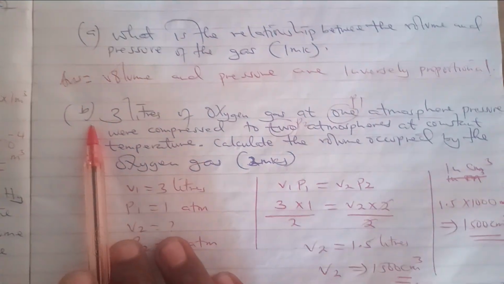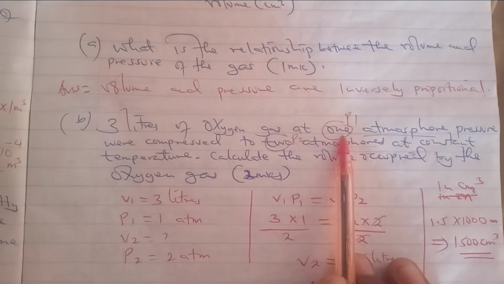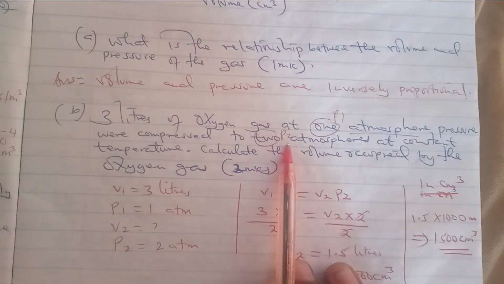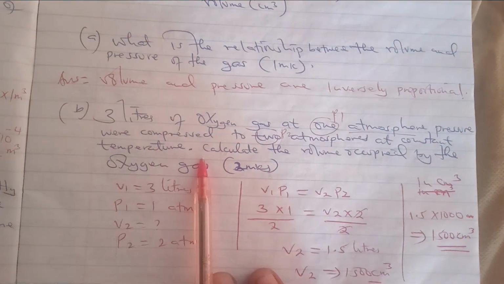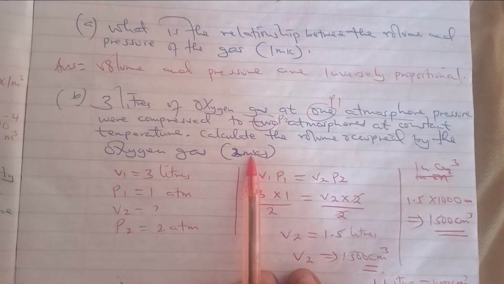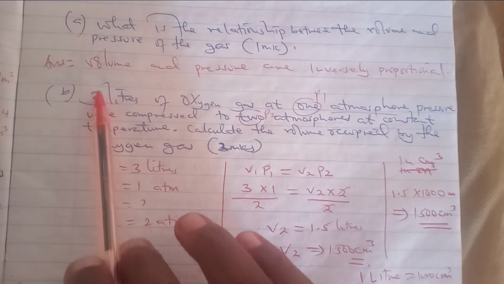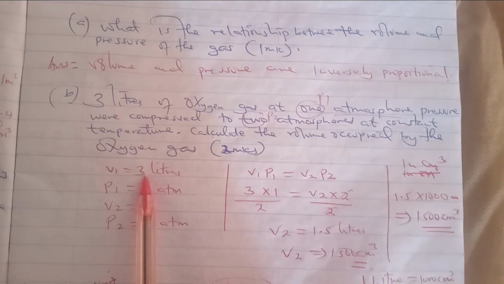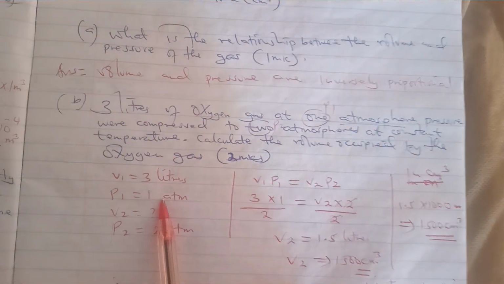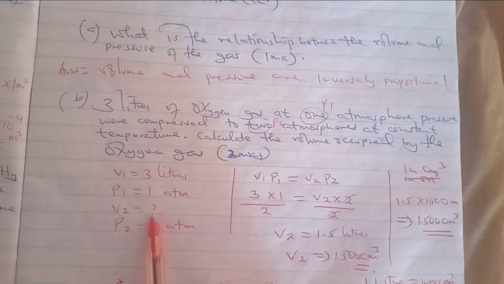B, 3 liters of oxygen gas at 1 atmosphere pressure were compressed to 2 atmospheres at constant temperature. Calculate the volume occupied by the oxygen gas, 2 marks. Then we have been given 3 liters, V1, volume 1 is 3 liters, pressure 1, 1 atmosphere, pressure 2, 2 atmospheres, and V2, volume 2 we don't have.